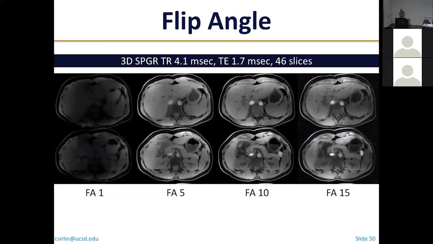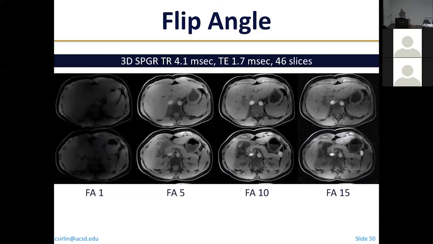But what I want you to notice here again is that with flip angle 1, there's very low signal to noise. As the flip angle increases, the signal to noise increases. As the signal to noise increases, the T1 weighting increases. And if you don't believe me, look at the liver, look at the pancreas, and look at the spleen. Does everyone here agree that the spleen is darker than the pancreas and the liver? I think the answer is yes. Everyone probably agrees that the spleen looks darker.